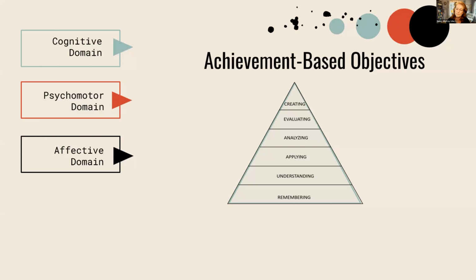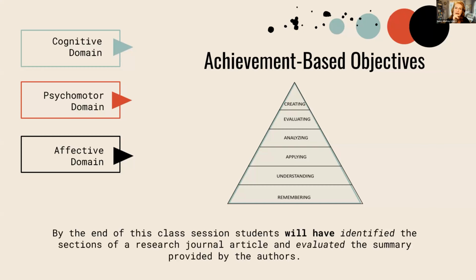So I'm also going to suggest that when you think about learning objectives, you think about writing them in the future perfect tense. Here's an example. By the end of this class, students will have identified the sections of a research journal article and evaluated the summary provided by the authors.